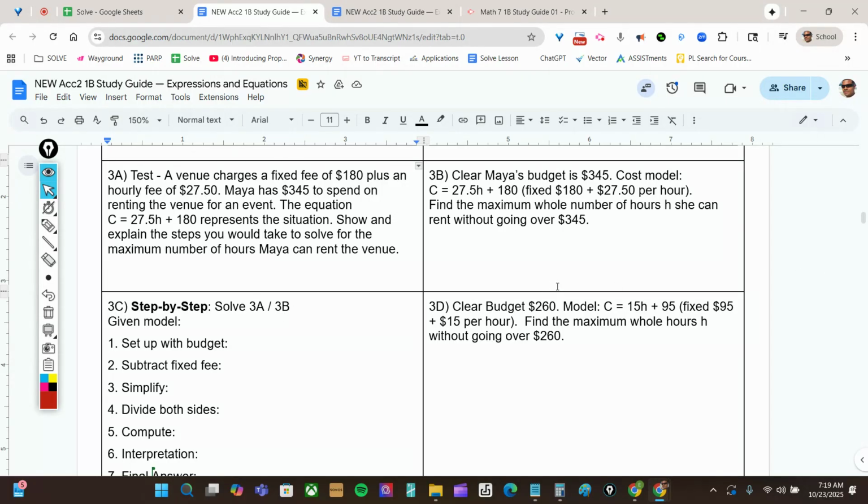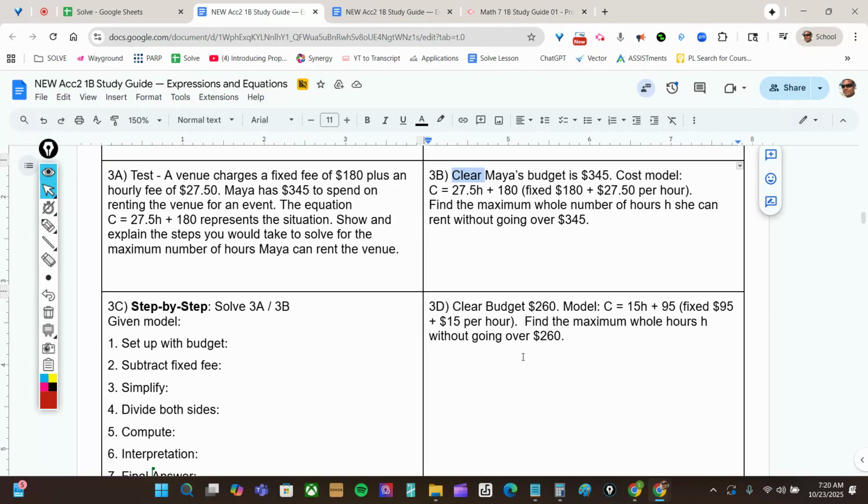So let's see here, 3B. This is the test version. I probably would have done this differently, and I added numbers to the bottom part just to follow along with the steps. So this would be the test version, and then this is the clear version where it's basically rewritten so it's more straightforward.